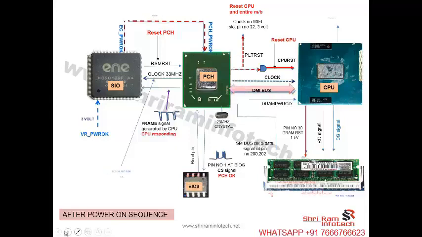DMI bus, direct media interface bus, and this DMI bus is connected to the PCH, and now PCH will read your BIOS like this at pin number 1, and pin number 2, the information goes inside the PCH and CPU accesses it, right? So you read the BIOS.